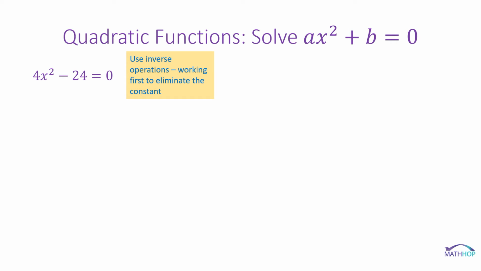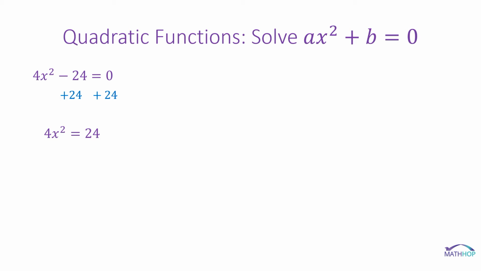Remember to work furthest from the variable first. So we first need to eliminate the constant. The constant is -24. The opposite of -24 is +24, so we will add 24 to both sides of the equation. When doing so, we get 4x squared equals 24. Remember, we're still not taking the square root. We still have to get rid of this coefficient, this 4 times x squared, before we can get rid of the squared. So use inverse operations to eliminate that 4.